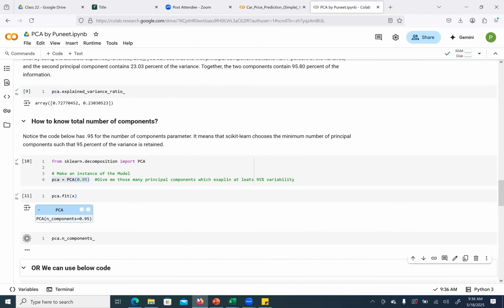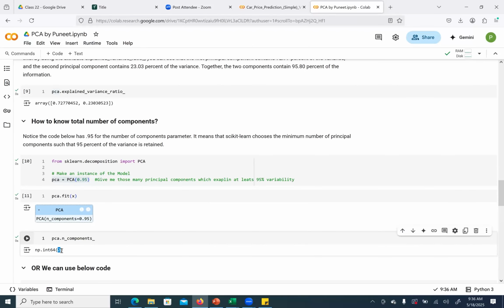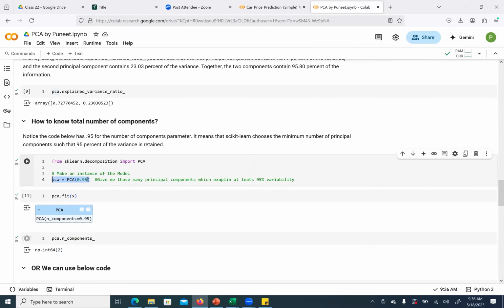So if I run this one, it is telling me you will need at least 2 principal components to explain 95% variability, right? Because I know that the summation of these 2 is how much? 96%. So if you want at least 95%, these 2 together will work. What if I make it 97%? Then what is your expected answer?